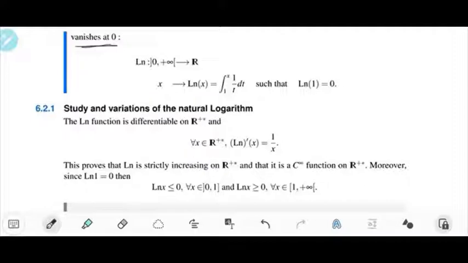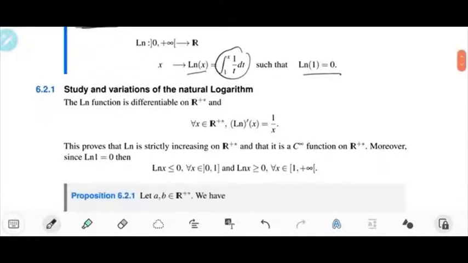And then it's equal to the integral of 1 over t between 1 and x. Since ln of x is the primitive of 1 over t, then the integral is ln of x minus ln of 1, and since we take the function that vanishes at 1, ln of 1 is equal to 0, so this integral will be equal to ln of x. So let's study a little bit this function.